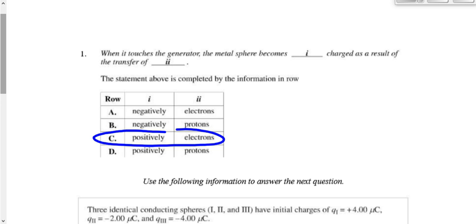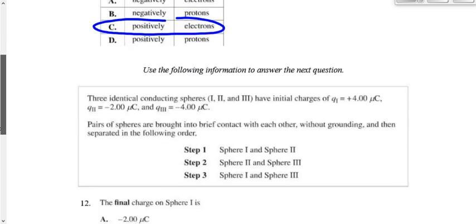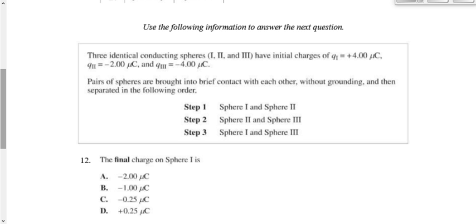Use the following information to answer the next question. 3 identical conducting spheres, 1, 2, and 3, have initial charges of 4, -2, and -4 microcoulombs. I'm going to draw attention to those negatives and to the microcoulombs. And then we have some touching going on here, brief contact with each other. What do they become? 1 touches 2, 2 touches 3, 1 touches 3.